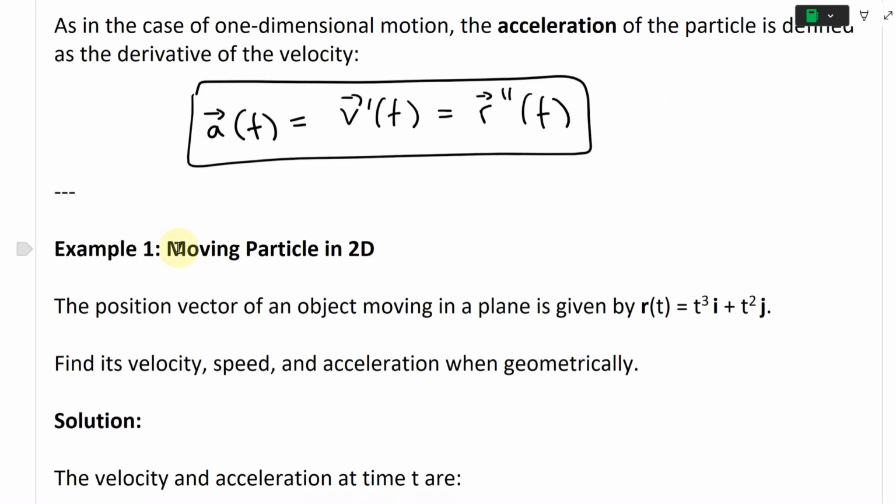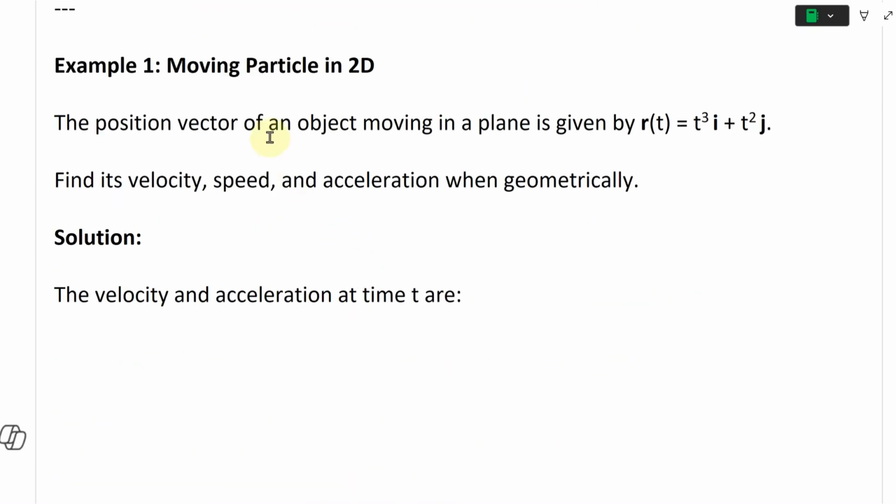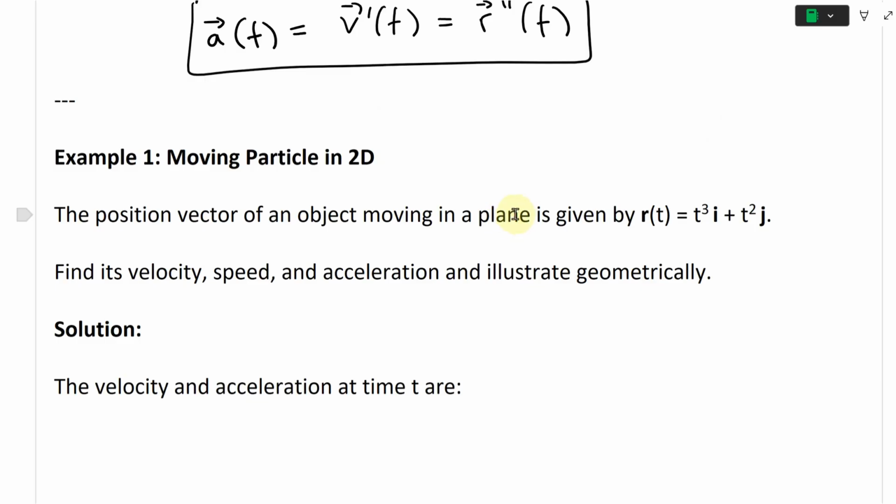Example 1, moving particle in 2D. The position vector of an object moving in a plane is given by r of t equals t cubed i plus t squared j vectors. These are just the standard basis vectors, so this is the x component, this is the y component. We're asked to find its velocity, speed, and acceleration, and illustrate geometrically. Remember, in a plane just means in 2D, and we're given two dimensions right here, i and j, or x and y.